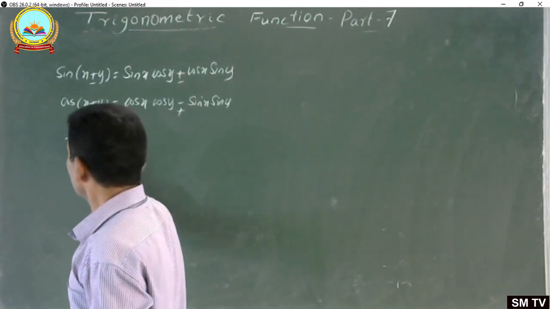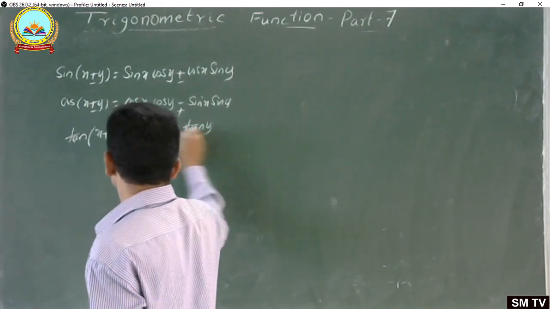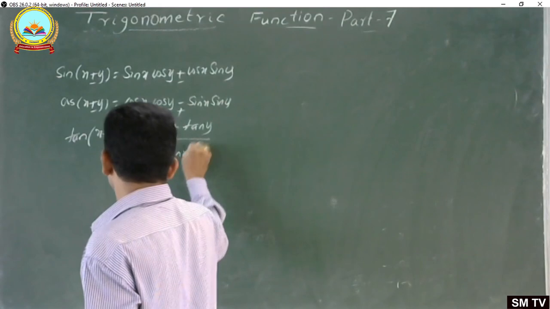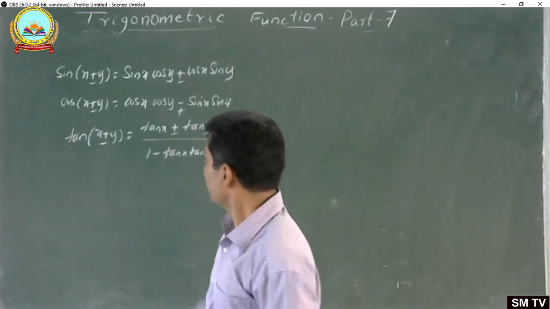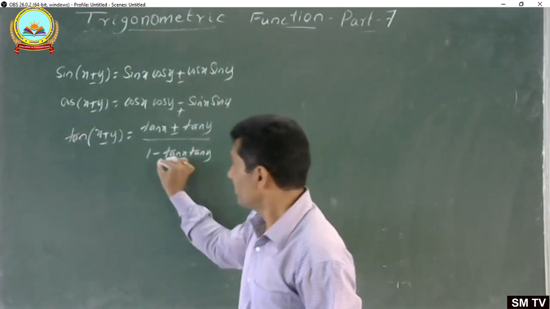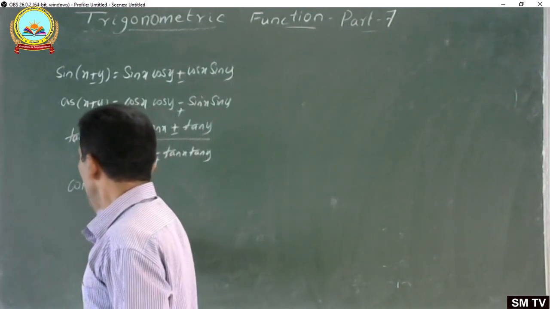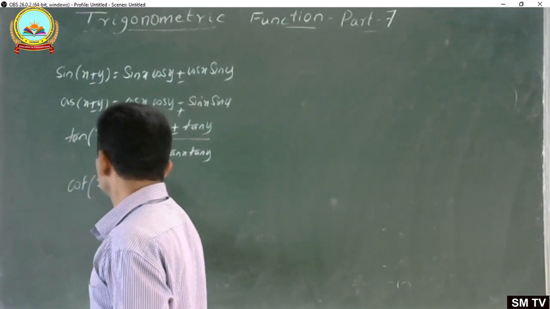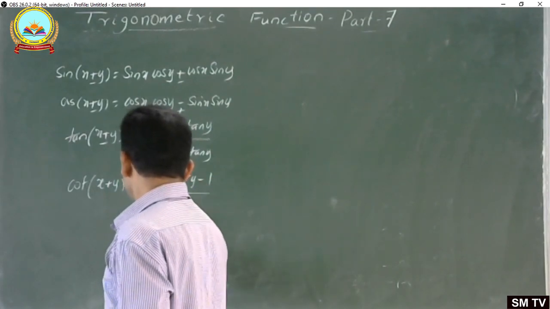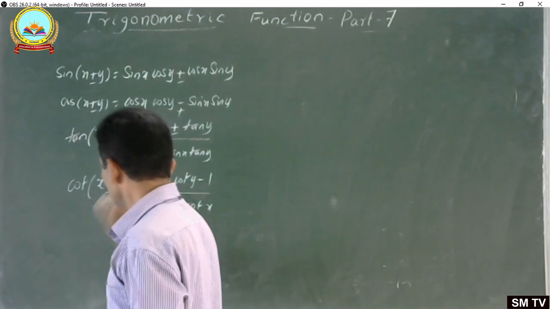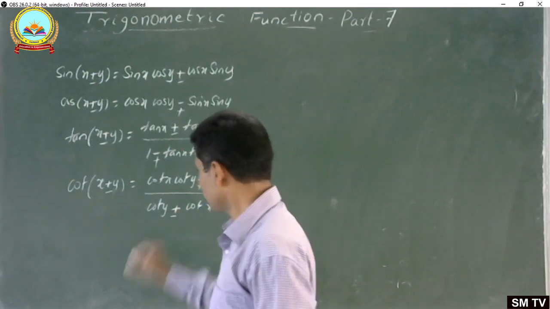And the next two results: tan of x plus y is equal to tan x plus tan y divided by 1 minus tan x into tan y, and tan of x minus y is equal to tan x minus tan y divided by 1 plus tan x into tan y. And one more result, cot of x plus y, its value is cot x into cot y minus 1 divided by cot y plus cot x. Similarly, cot of x minus y is cot x into cot y plus 1 divided by cot y minus cot x.